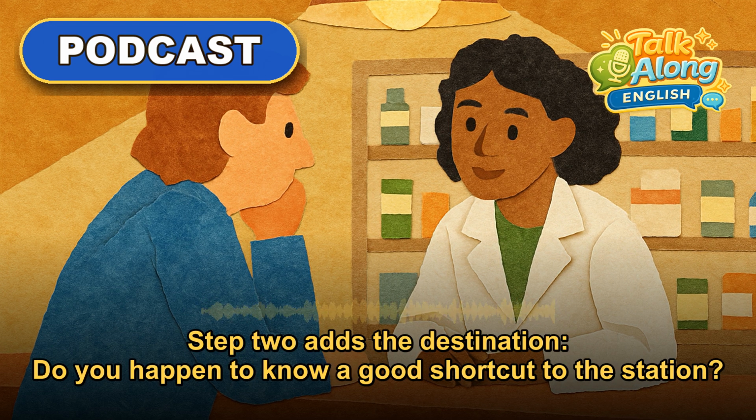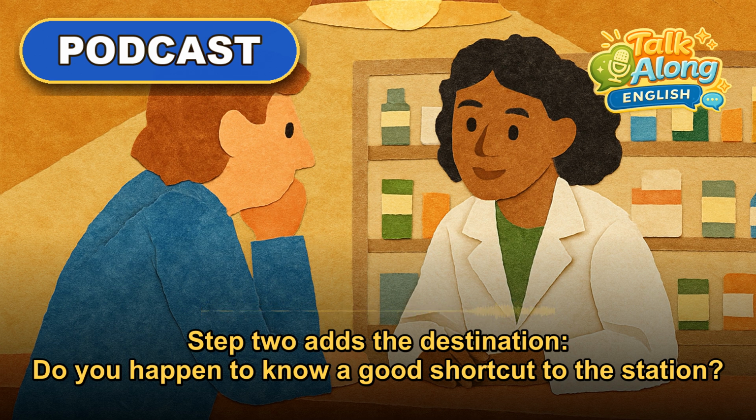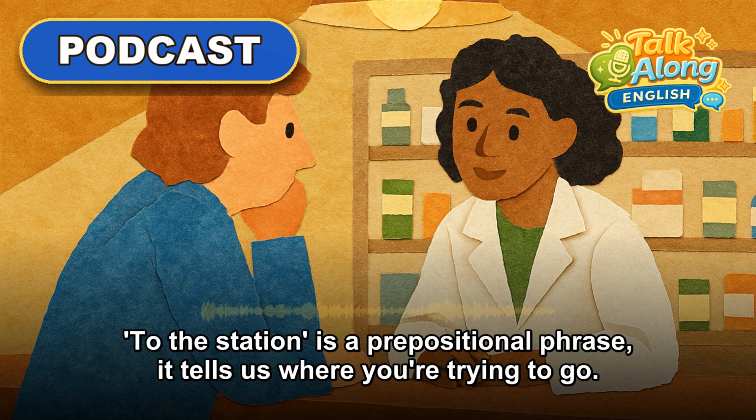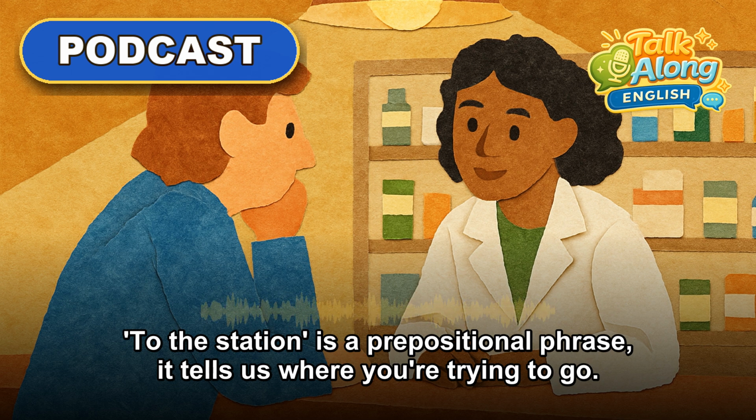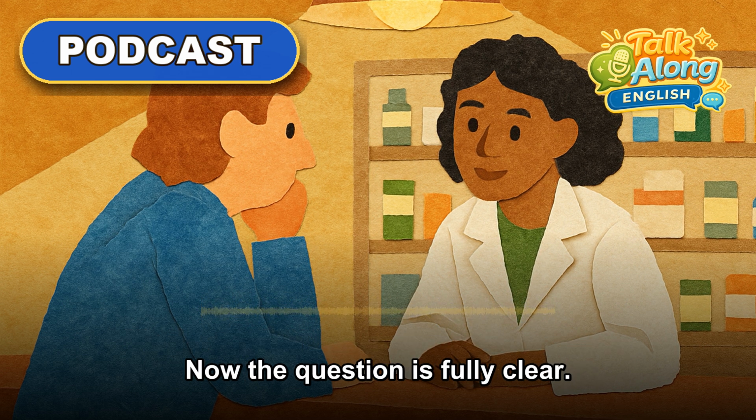Step 2 adds the destination. Do you happen to know a good shortcut to the station? To the station is a prepositional phrase. It tells us where you're trying to go. Now the question is fully clear.